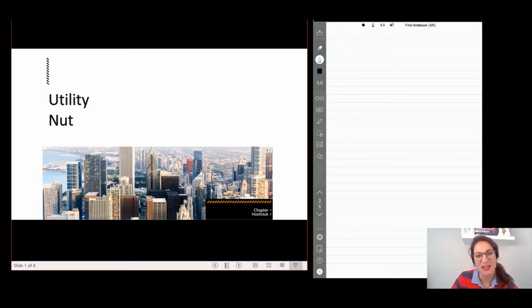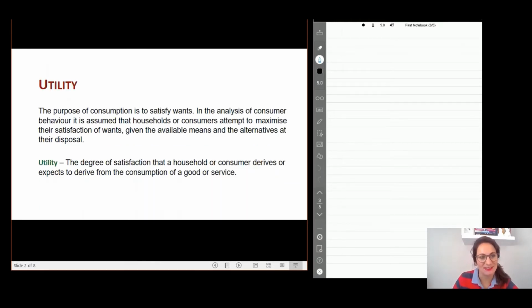And welcome. Today we will be looking at utility. So we all know that the purpose of consuming certain goods is to satisfy our wants. But how satisfied are we by consuming a beer or a block of chocolate or a block of fudge or a plate of food? What is our level of satisfaction? Now, that is what utility is. Utility measures your satisfaction for a certain good that you consumed.